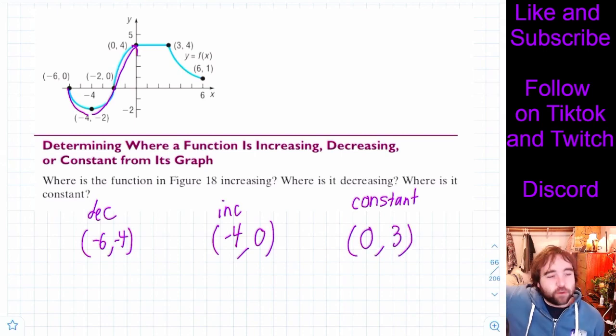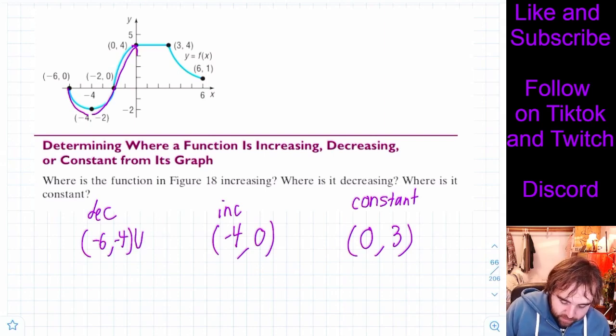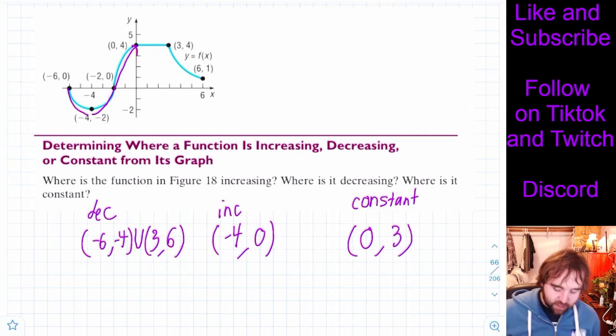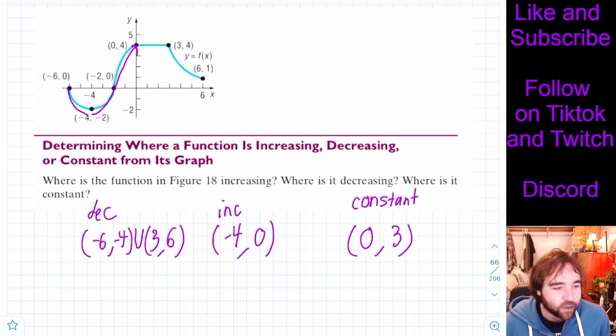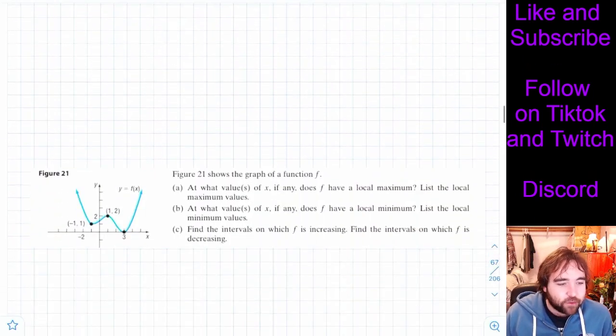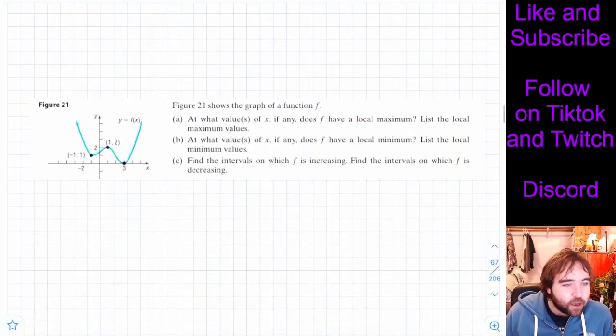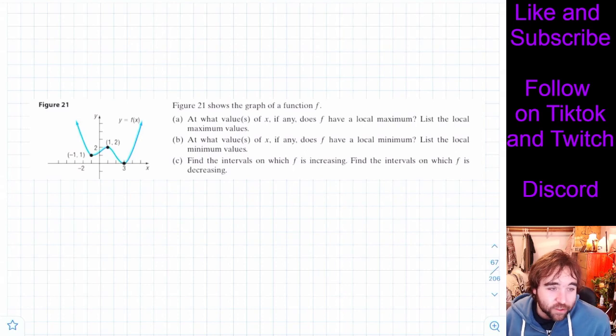And then it starts decreasing again, right? It starts going down again after that. So we'll go back to our decreasing section and say also, and union, from 3 to 6. Actually, union is OR. But union, 3 and 6. So there we go. That's all we want, right? Increasing, decreasing. So just remember, you're always looking left to right on a graph. That's the biggest thing.